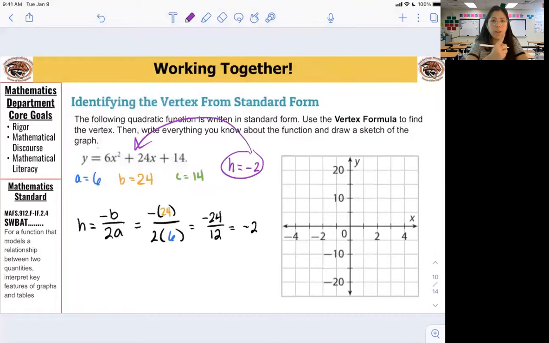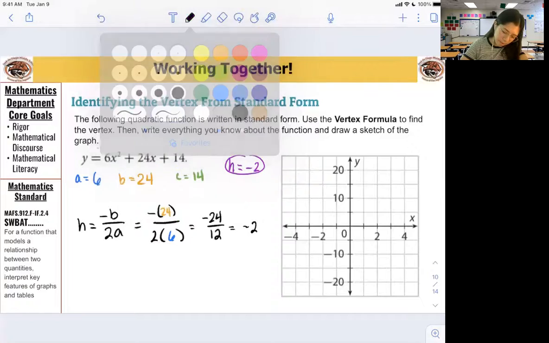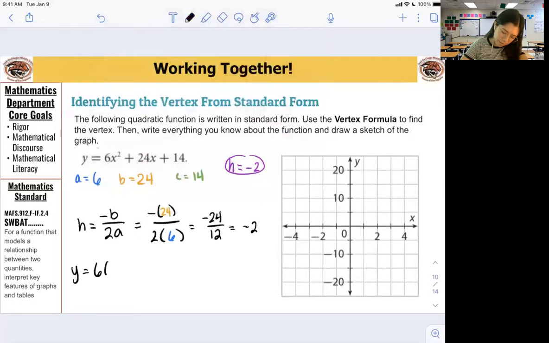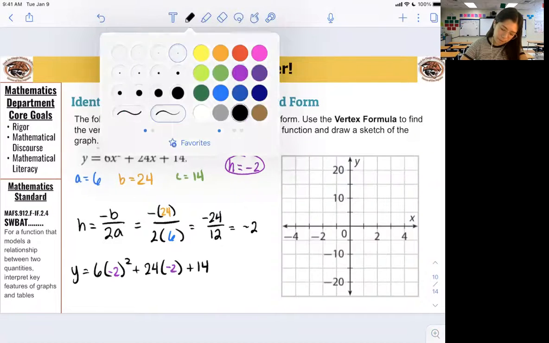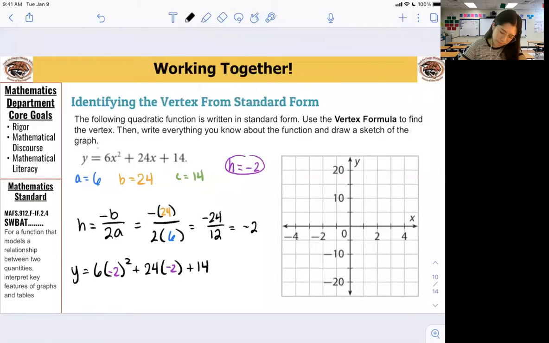Do I plug it in only one time, in one of the x's? No, twice, in both of them. Plug it in for both of those x's. All right, y equals 6. Plug it in again. Negative 2. What is negative 2 to the power of 2? Positive 4. And what is 4 times 6?